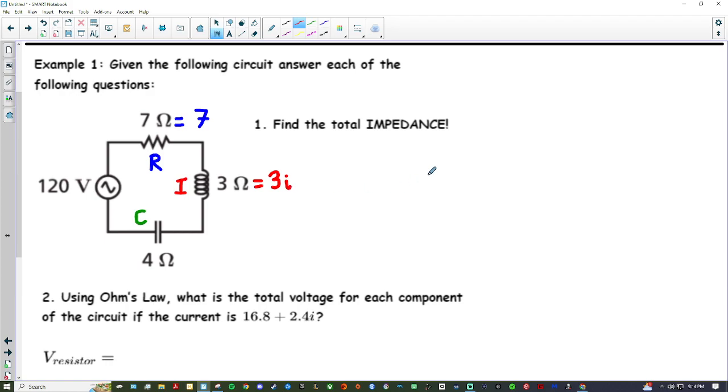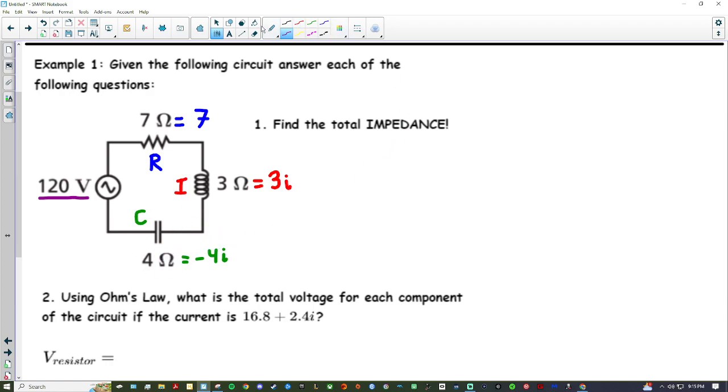And last but not least, we have our capacitor down at the bottom, which is always represented with a negative imaginary number. So this 4 is a negative 4i. So here's our circuit. We have a 120 volt circuit. We have a resistor represented by a real number 7, an inductor, which is a positive 3i, positive imaginary number, and our capacitor, which is a negative imaginary number, negative 4i.